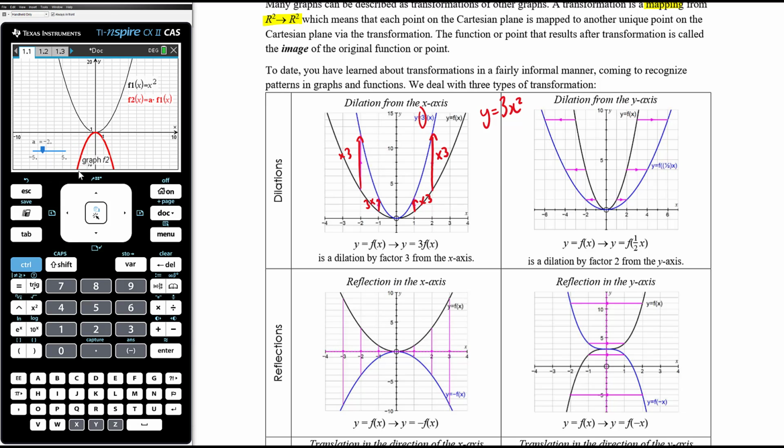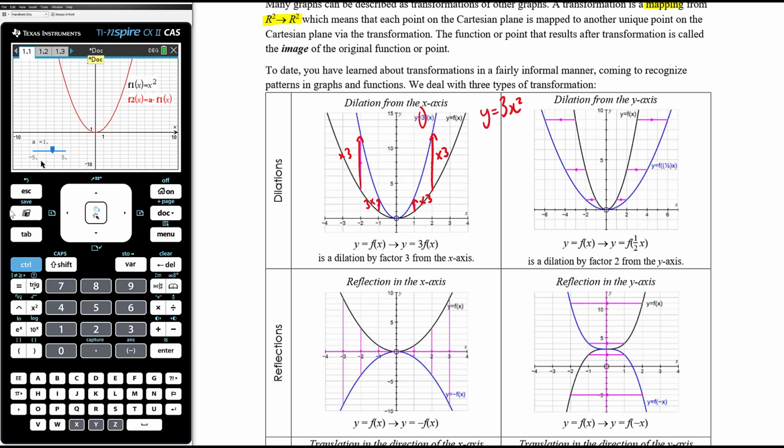It's a reflection in the x-axis, that's the negative, and it is a dilation by a factor of 2, which makes it sort of taller and thinner, having stretched away from the x-axis further. Okay, so that's our dilations from the x-axis. We can obviously also, the same thing happens no matter what the function is.